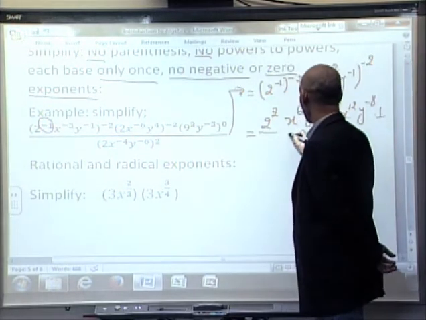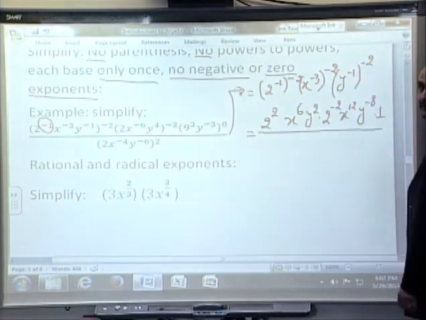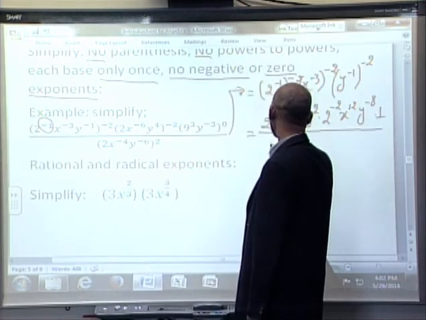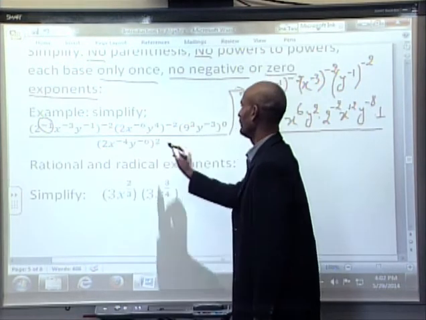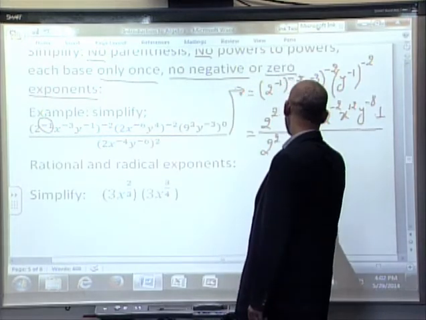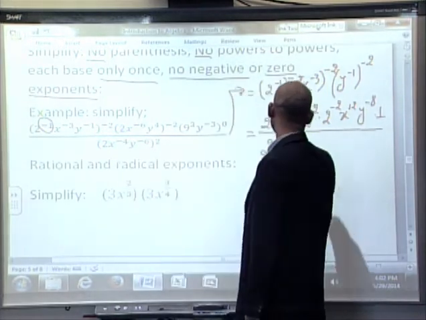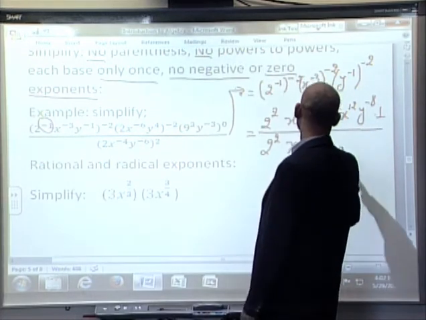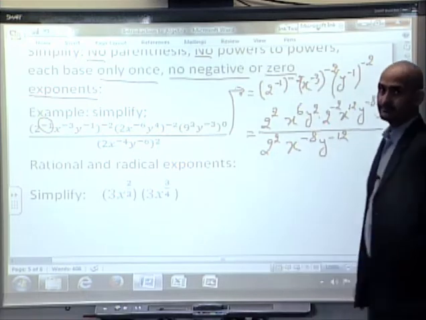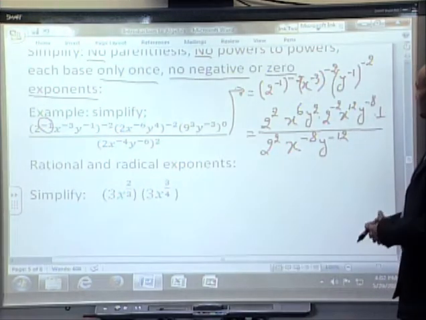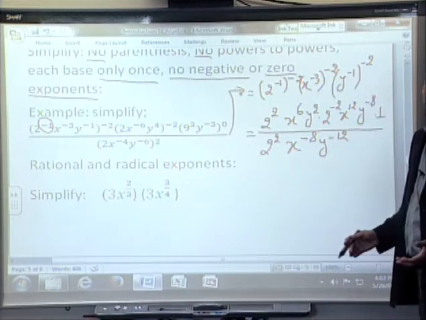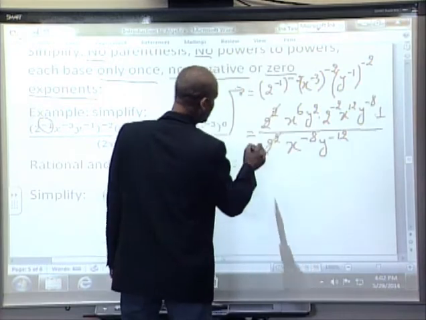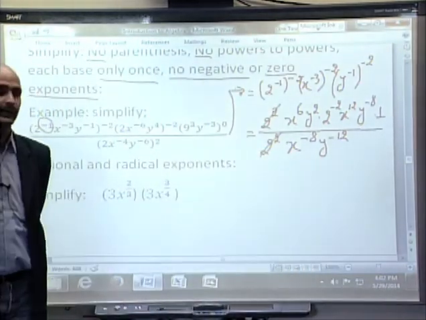Now let's look at the denominator. The same rule, this exponent 2 distributes to everything. So we will get 2 raised to the 2. This exponent 2 goes to 2. X raised to the negative 4 times 2 is negative 8. Y raised to the negative 6 times 2 is negative 12. By the way, if you see a common thing in the numerator and denominator, we can cancel. So here I see 2 raised to the 2, and here is also 2 raised to the 2. We can cancel those two things.